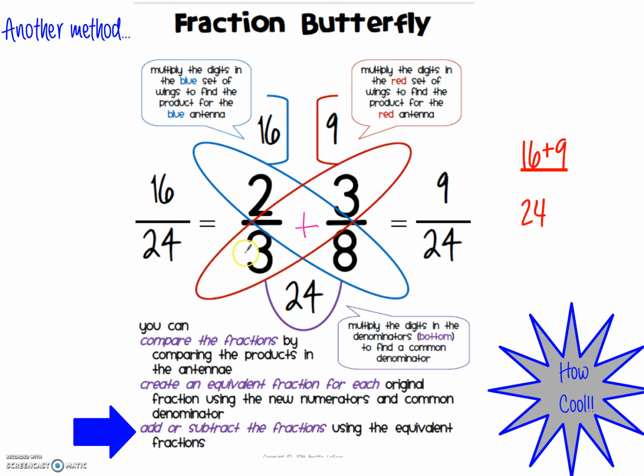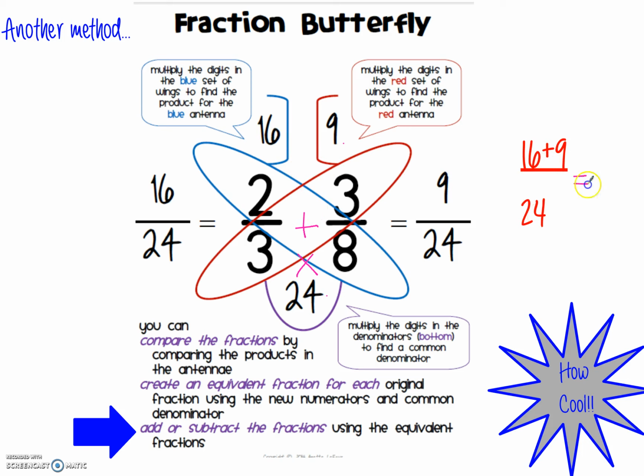Okay, so how this works is you're going to cross multiply, which means you're going to do 2 times 8. So 2 times 8 is 16. And then you cross multiply the other way. So 3 times 3 is 9. Okay, and then to get our denominator, which is going to be the common denominator, we multiply our denominators together. So 3 times 8 is 24. So then we use what we cross multiply, 16 plus 9, and then our denominator is 24.